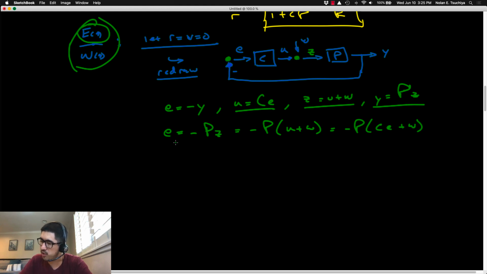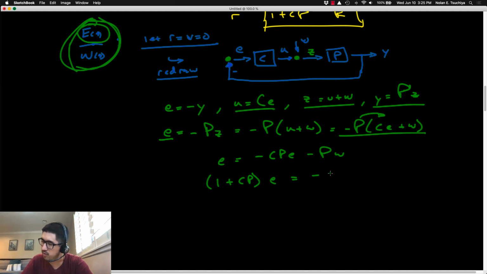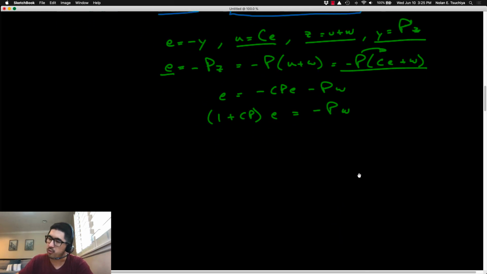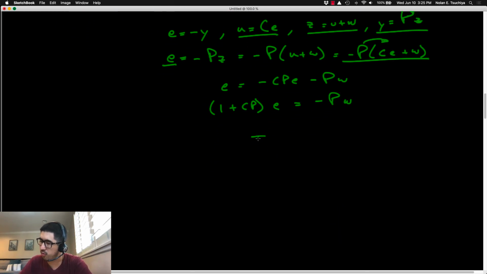And now if you look at this equation, which is basically from here to here, that equation only contains E and W, which are the input and output that we care about, and then C and P. Okay, so at this point, it's a matter of algebraically solving. So I've got E is equal to minus CPE minus PW. So all I've done is distribute this negative P into the parentheses. Okay, so then I'll move this minus CPE to the other side, and I get 1 plus CP times E is equal to negative PW, and the rest here is pretty much trivial. I'm just solving for the ratio from W to E as minus P over 1 plus CP.